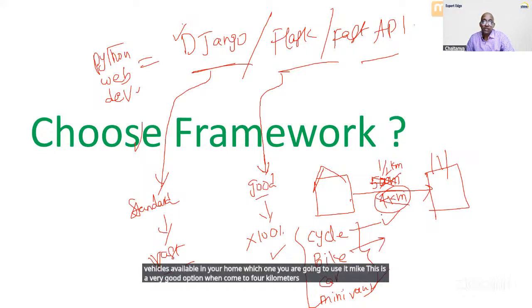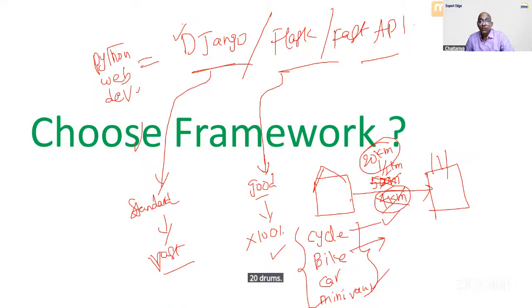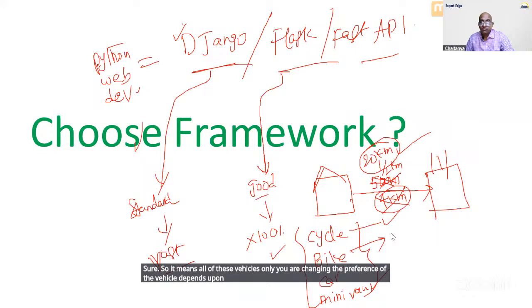Now say the distance between the college and the home is 20 kilometers. Then which one are you going to use? Car. So it means all are vehicles only. You are changing your vehicle preference depending upon the distance. Agree? Minivan, car, both are fine. Yes.